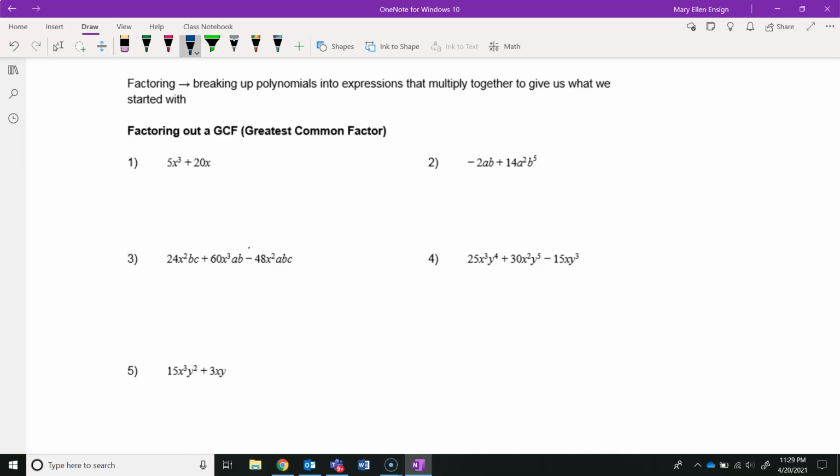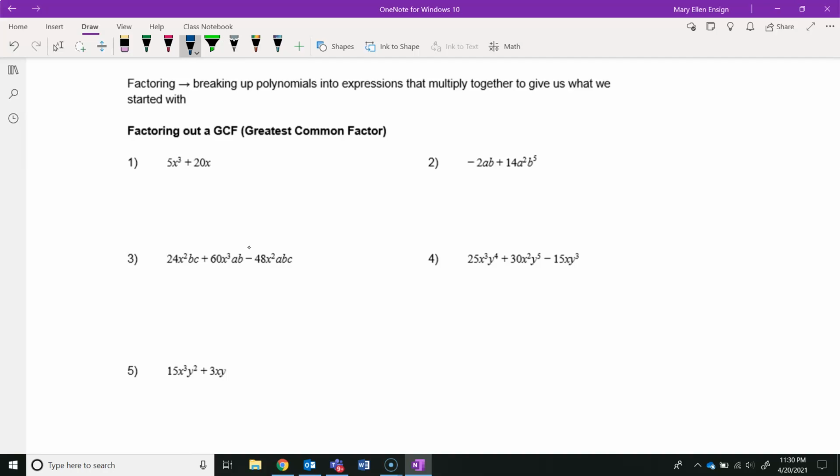So remember back to that first page. We talked about a greatest common factor for numbers, right, is the biggest factor they have in common. And then we also talked about a greatest common factor for variables. We want to put those things together here to find the GCF, the greatest common factor. So let's look at this first one.